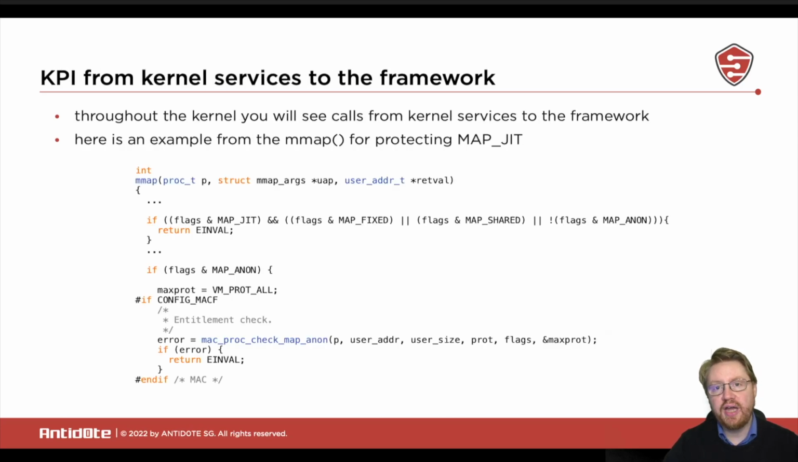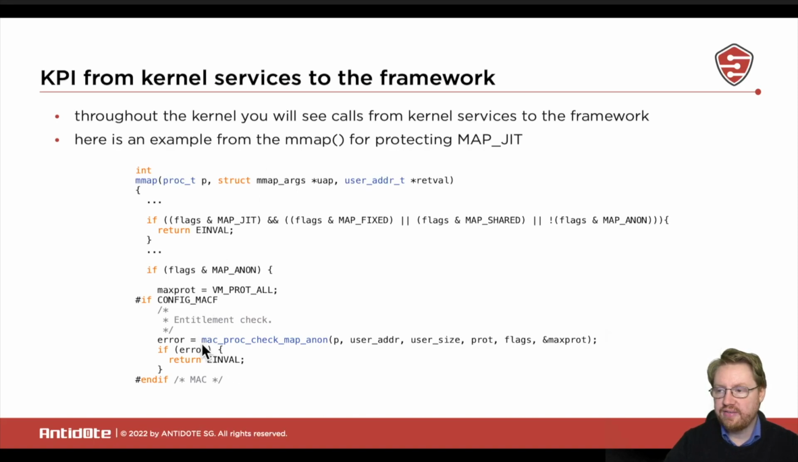If you look at the XNU source code, you will find the MAC framework integrated all over the place. Usually you would find an #if CONFIG_MACF, which is always the code responsible for doing some MAC framework checking. In this case, we are in the mmap system call, and they wanted to harden the MAP_JIT flag, which allows to have one readable, writable, executable memory area in a process. Obviously, you don't want to have this in all processes on something like iOS, and this is why they added this MAC hook here.